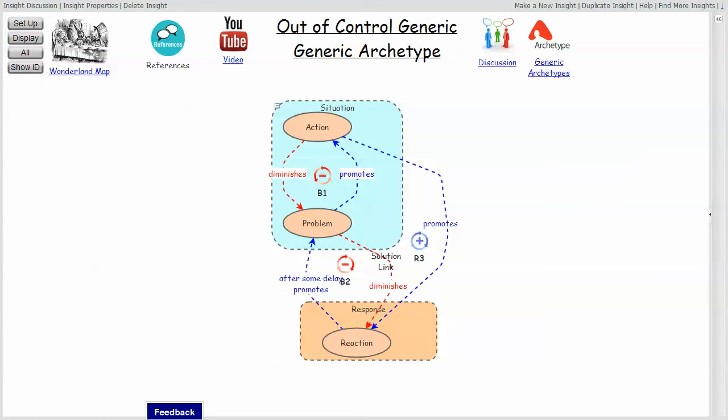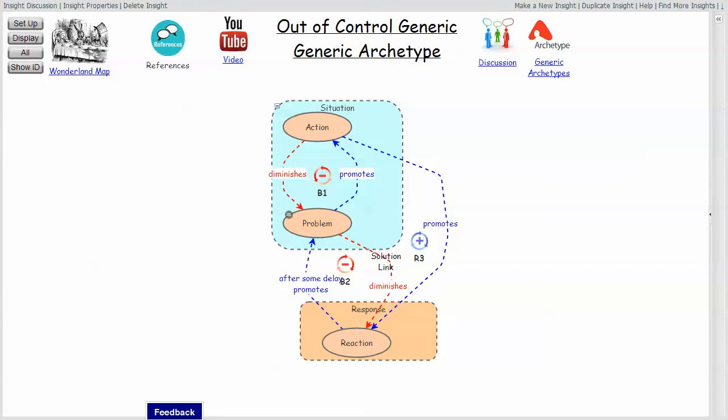And the example that I come up with to demonstrate this structure is, suppose I start out with heart problems, and it promotes a heart transplant, which diminishes the problem itself because now I have a new heart. Though the action to do the heart transplant, in fact, promotes rejection, the body's rejection of the new heart, which after some time causes heart problems.